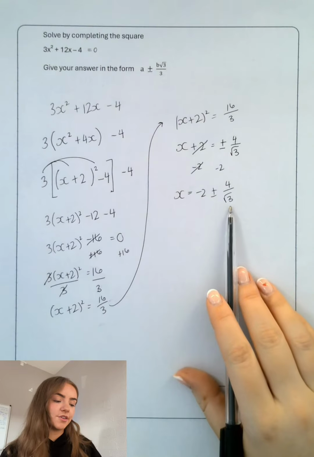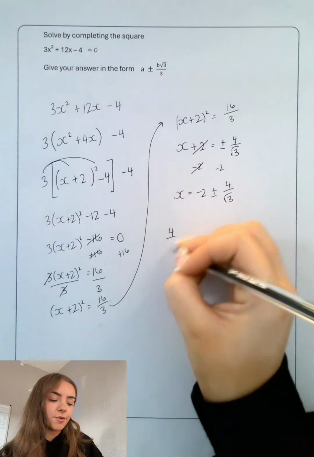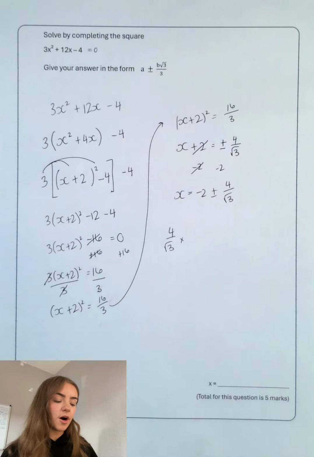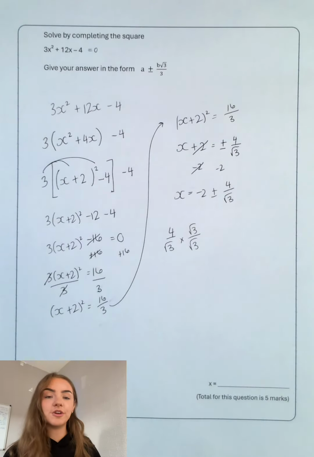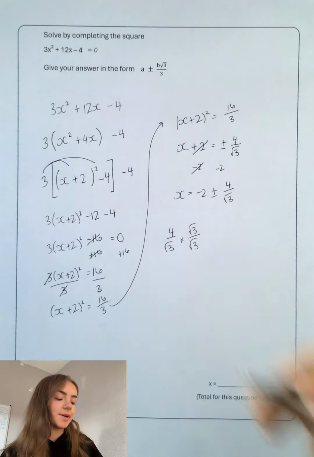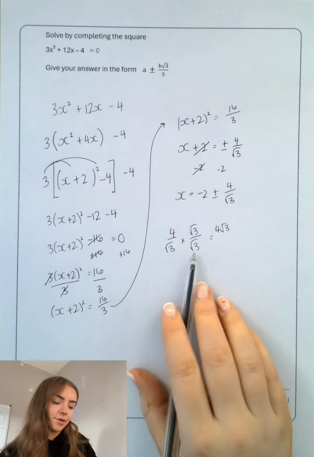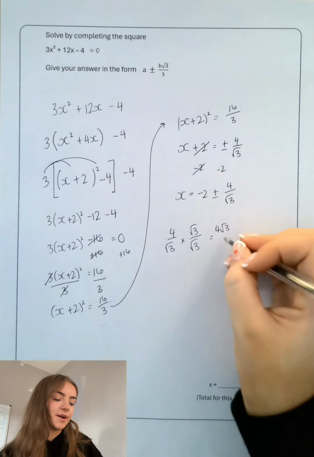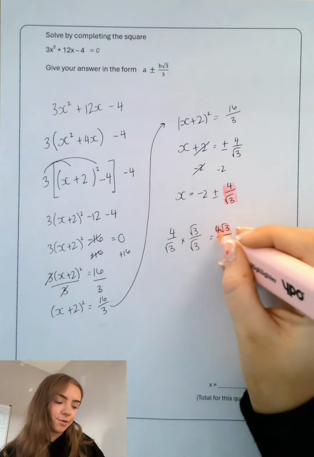However, we don't want a surd in our denominator, so let's rationalise the denominator. To rationalise 4 over root 3, we'll multiply top and bottom of our fraction by root 3, and this will find an equivalent fraction which doesn't have root 3 in the denominator. Multiplying across, 4 times root 3 is 4 root 3, and root 3 times root 3 is root 9, which is 3. So we can replace 4 over root 3 with 4 root 3 over 3.